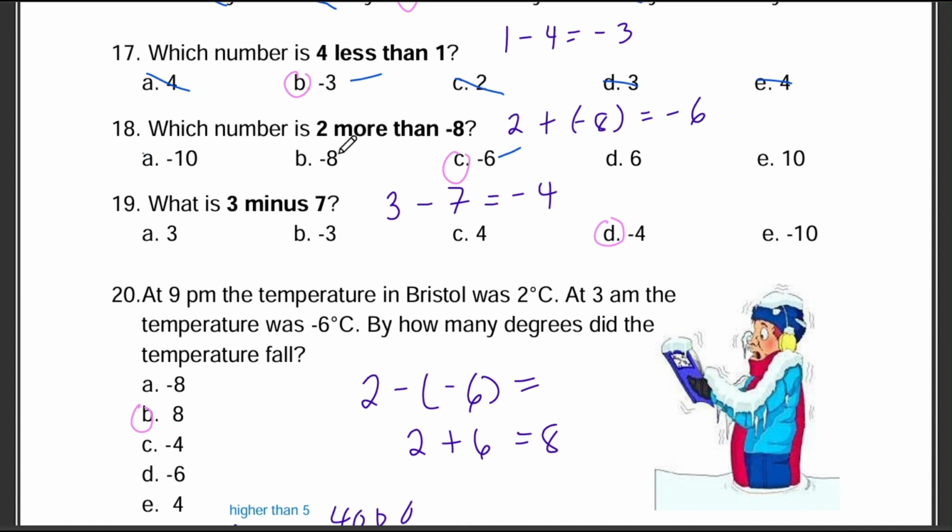Why not the others? A. -10 is smaller, not bigger. B. -8 is the same, not more. D. 6 is too large. E. 10 is too large.